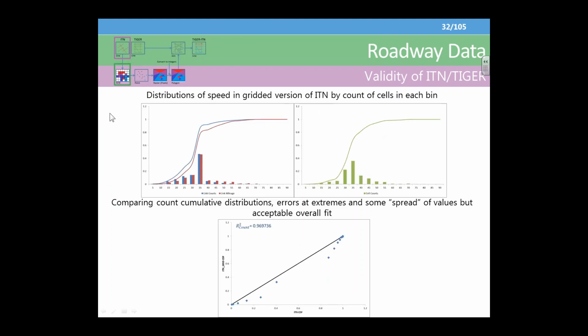Then we do the same thing after our gridding step and plot the distribution. We know it's not going to be exactly the same because we are averaging in that step. We don't expect 100% the same, but if they were exactly the same, they would lie along this one-to-one line. So what we're plotting is the average gridded data versus the original master ITN data. We do have some deviation, especially at the high end of speeds, but overall the fit seems pretty acceptable here, with an R squared of almost 0.997.